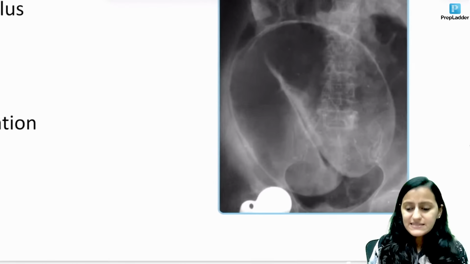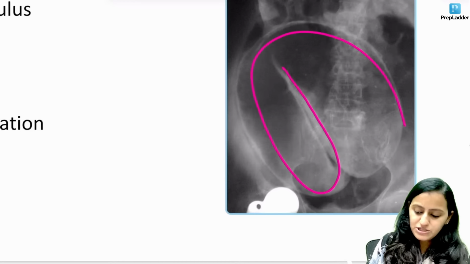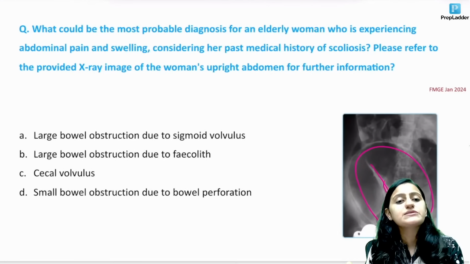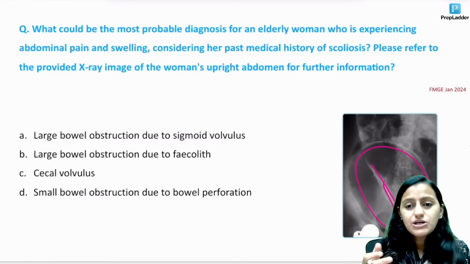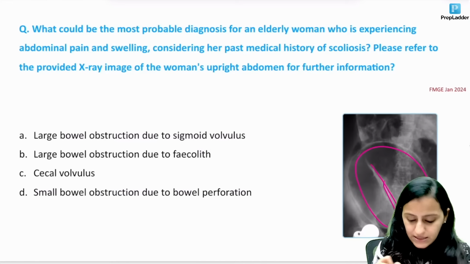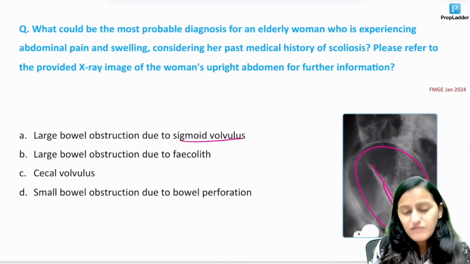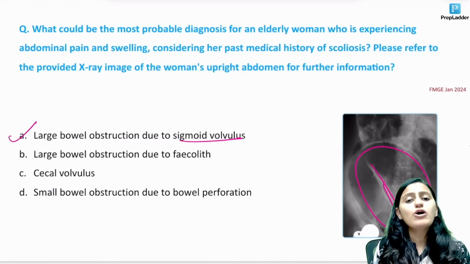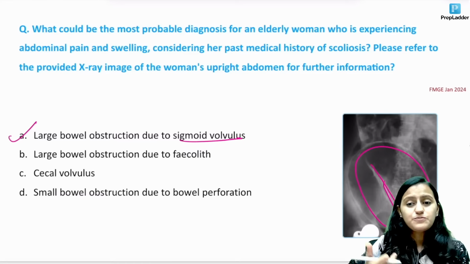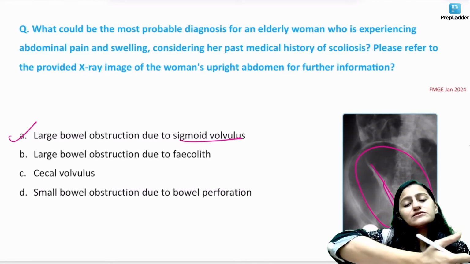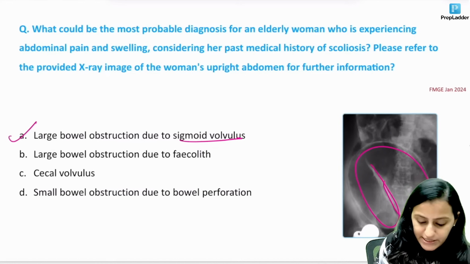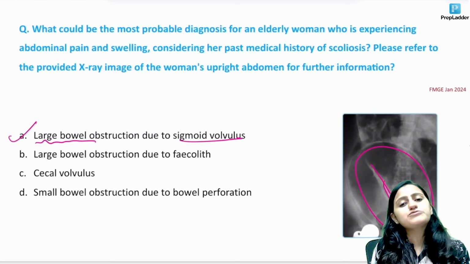Next one, classical image. The image is a spotter image. The coffee bean sign. This is of sigmoid volvulus. So what are you seeing here? Sigmoid volvulus will lead to large bowel obstruction because when volvulus happens, the proximal descending colon and transverse colon will dilate. So it is going to lead to large bowel obstruction.